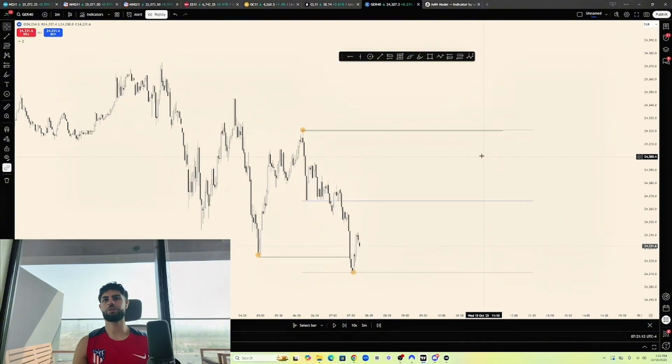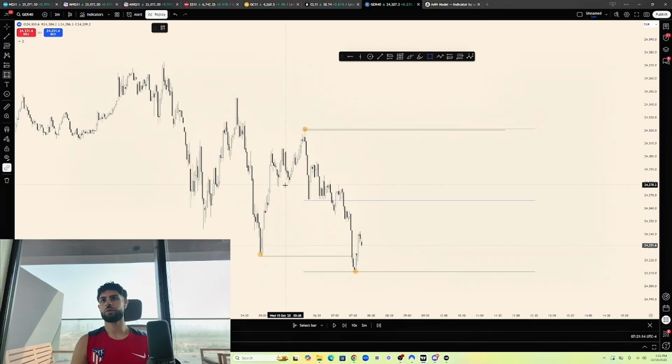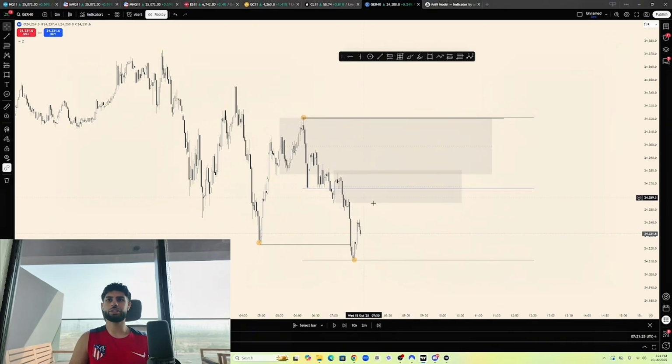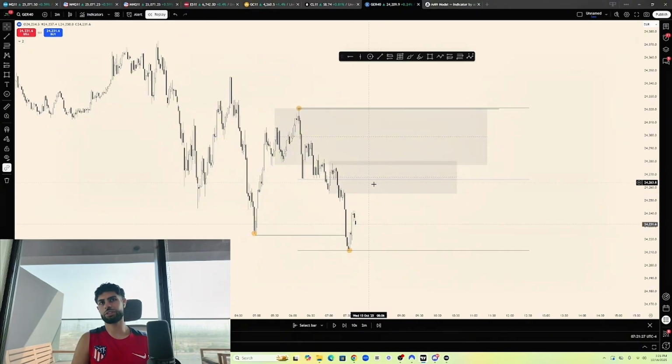Boom. Let's look for areas of interest. So we have this origin that we're looking at, and this is all mitigated. I'd focus on this leg, which is unmitigated. So I want us to sweep this. I want to sweep this, come to this discount. Right, we have some liquidity in terms of these highs.